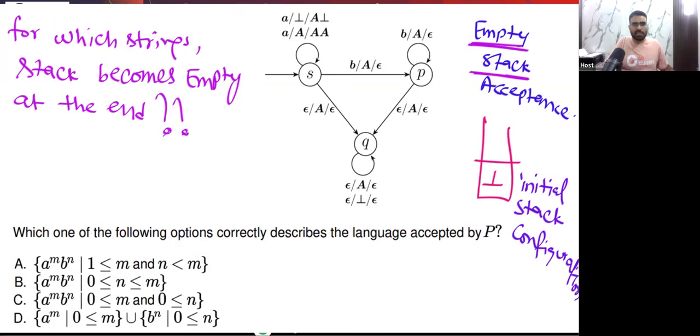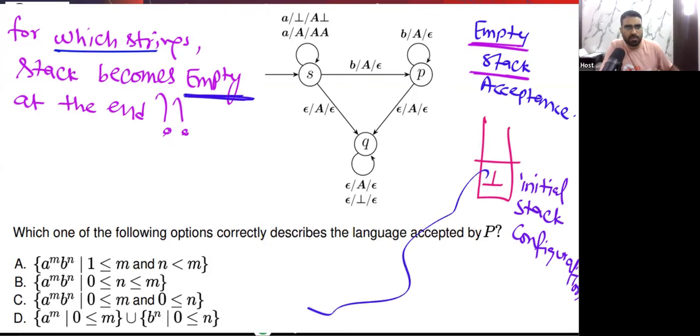Okay, this is the initial stack configuration. Now, a very simple point I'm asking you: just tell me for which strings the stack will become empty at the end of the string. Remember, the bottom symbol must also be popped. When I say stack empty, it simply means this symbol must also be gone.